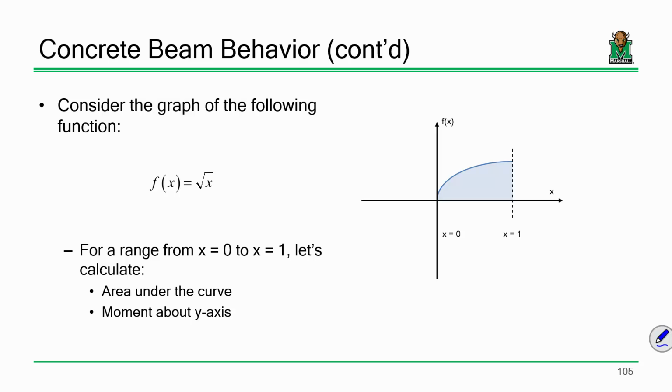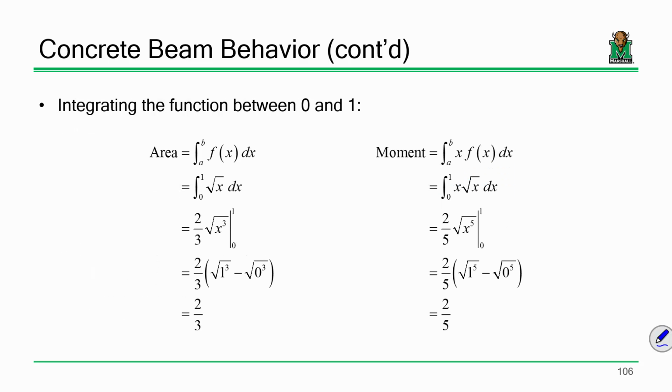Everybody okay with that? So what I want to do is look at this curve from 0 to 1, just to keep it simple. And I want to calculate two things. I want to calculate the area under the curve, and I want to calculate the moment about the y-axis. Now, the reason why I'm focusing on these two values is because I want to look at this problem from an equilibrium standpoint. So I'm thinking sum of forces, sum of moments. Okay? That's why I'm doing this.